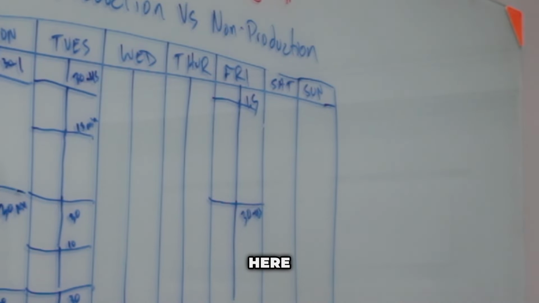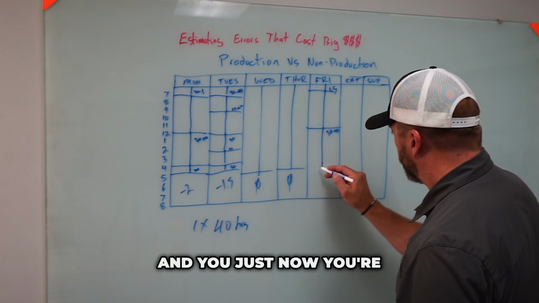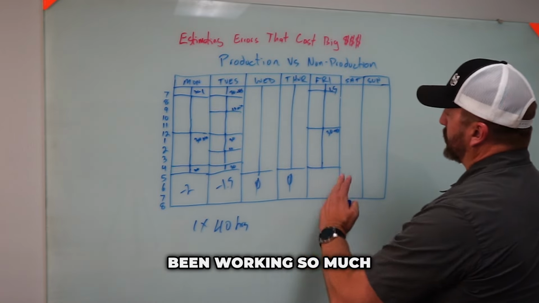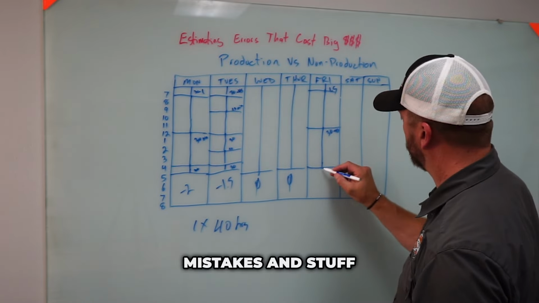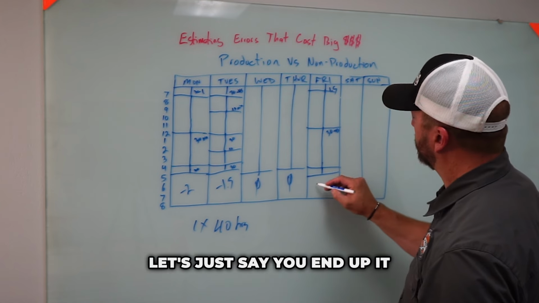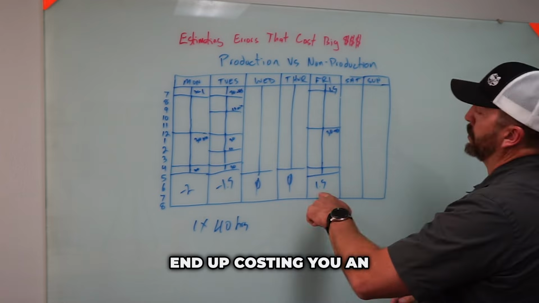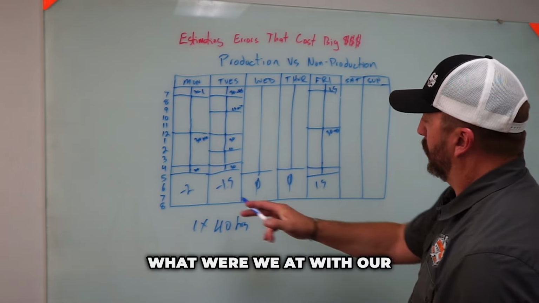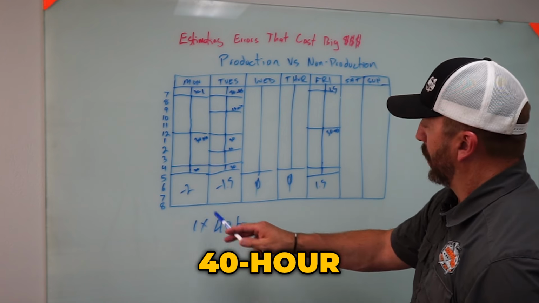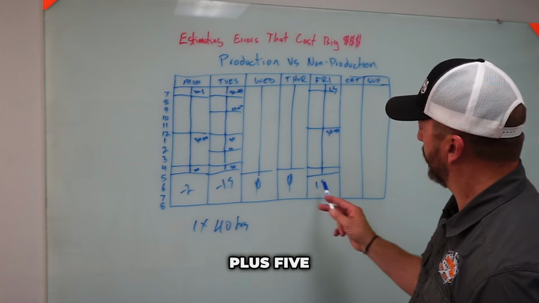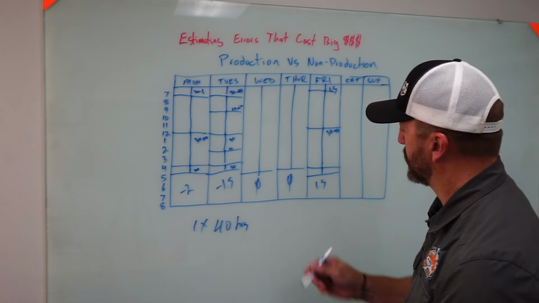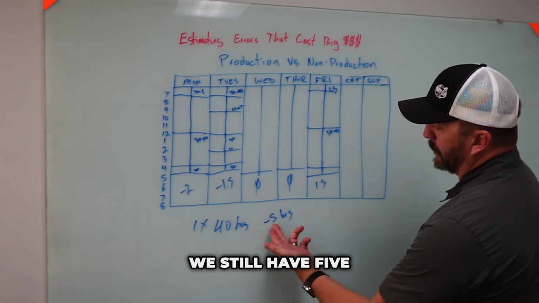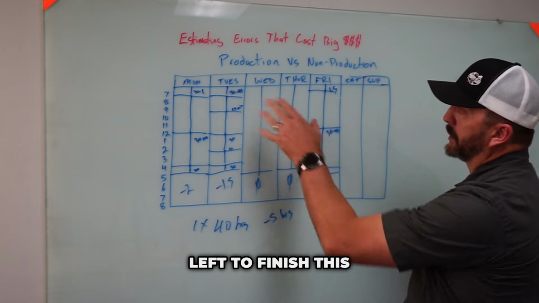And then you get down here and it's the end of the day and now you're worn out because you've been working so much and you start making a few mistakes. You come down here, let's just say it ends up costing you an hour and a half with repairs. Where are we at with our 40-hour work week? 2 plus 1 plus 5, that's 5 hours. We're at a negative 5 hours. We still have 5 hours left to finish this job.